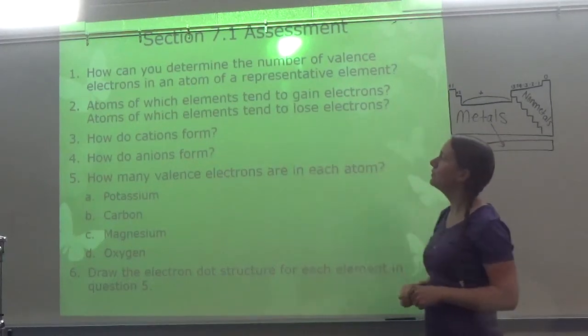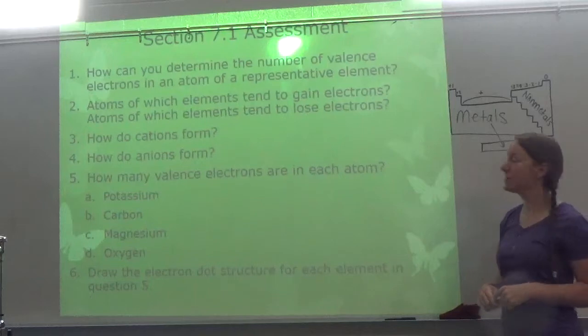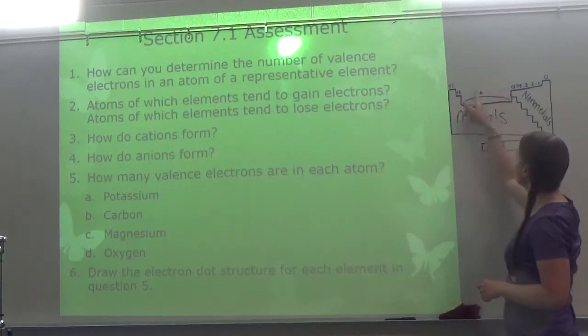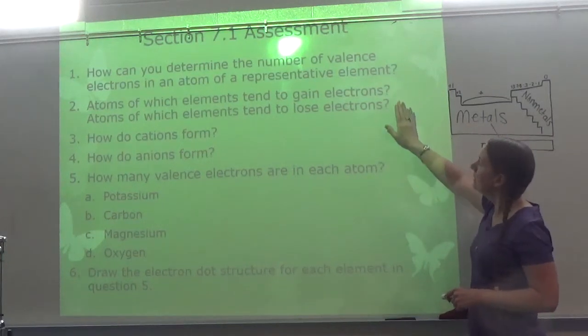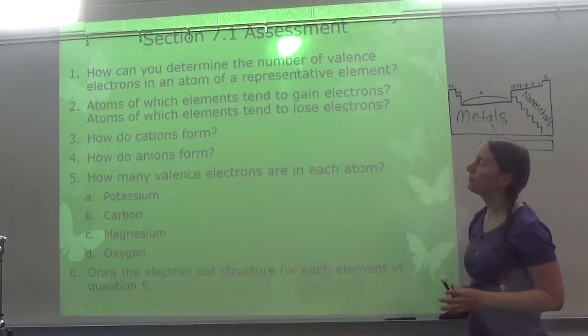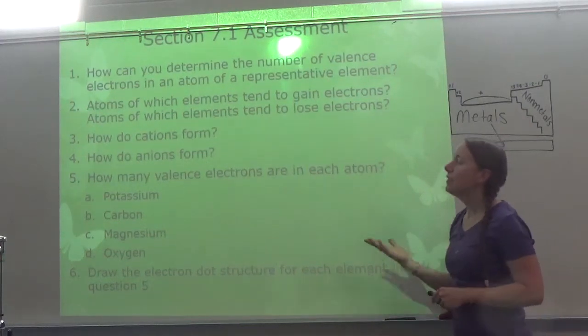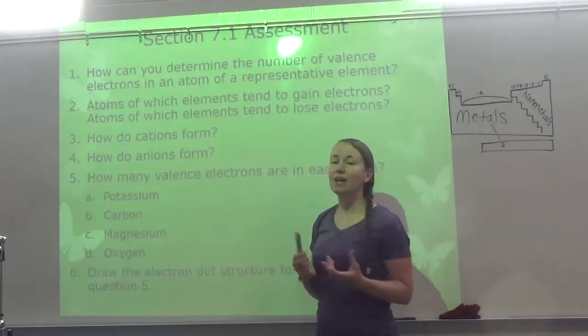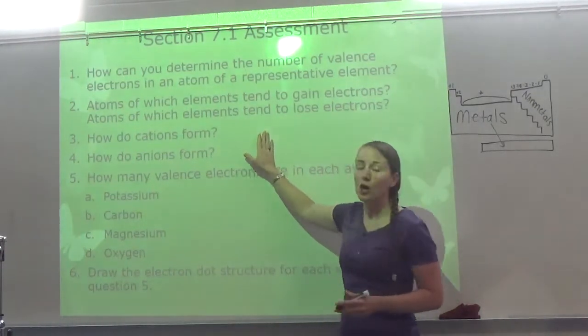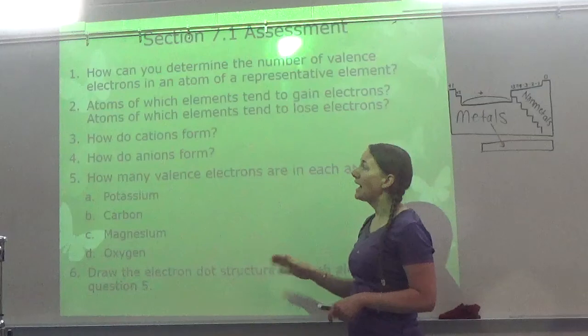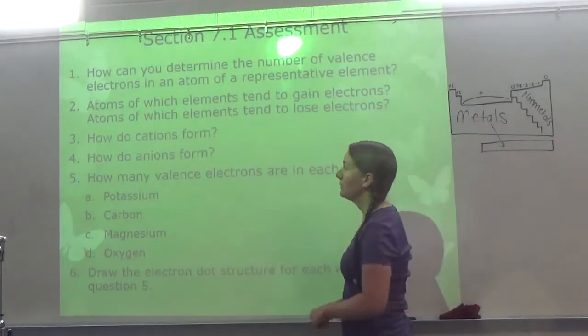Then it says atoms of which elements tend to lose electrons? Well, positive charges have lost electrons, and so those are our metals. So nonmetals tend to gain, metals tend to lose. So how do cation ions form? Well, cation ions are positive ions, so they have lost electrons. So an atom has to lose electrons to become a cation.